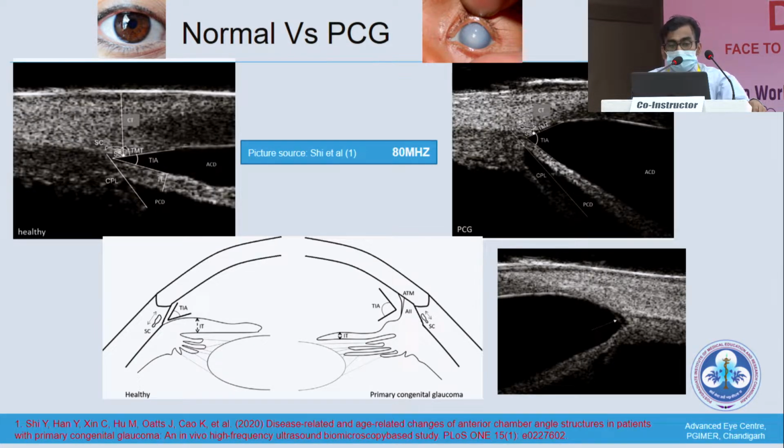So what are the changes in primary congenital glaucoma? In PCG, there is a widening of the trabecular iris angle. There is a thinning of the iris, and this schematic diagram shows shortening of the Schlemm's canal, and there is abnormal iris insertion, which I will discuss later on. And Dr. Shi et al. could appreciate even the membrane that is usually demonstrated histopathologically in primary congenital glaucoma. They used an 80 megahertz probe.